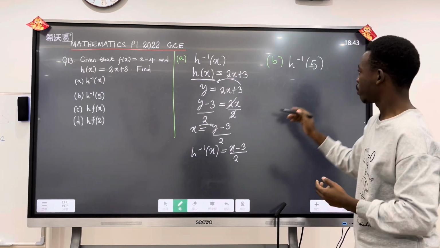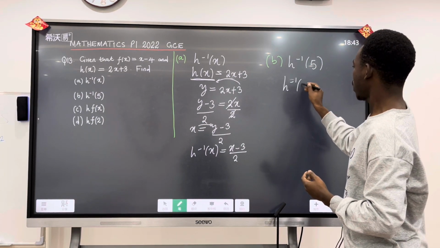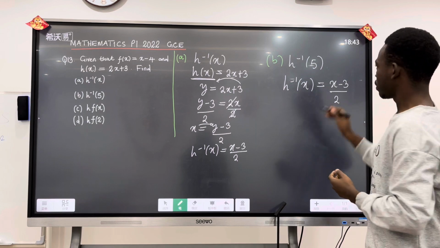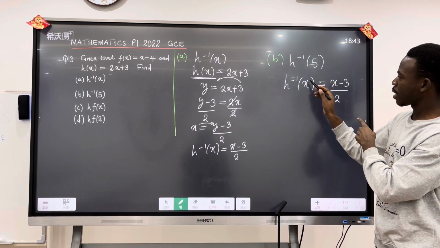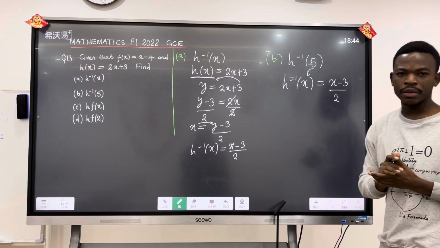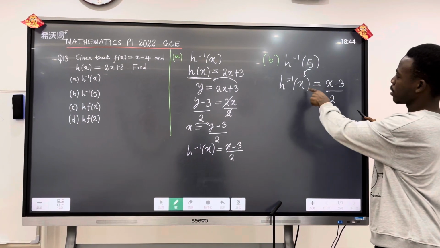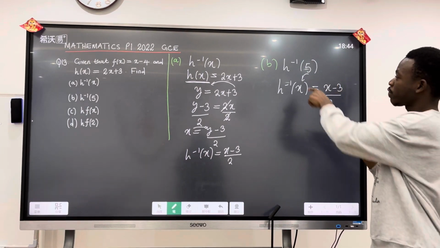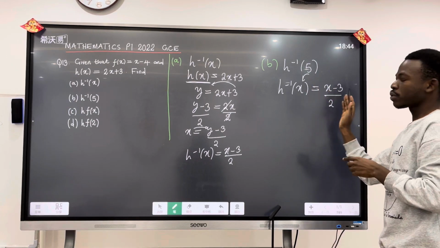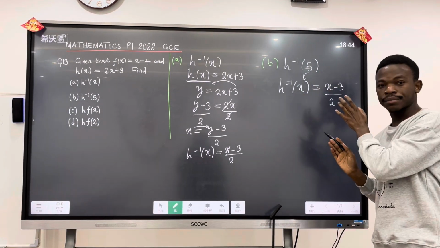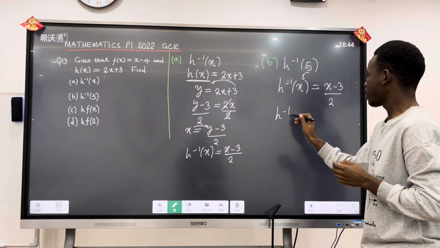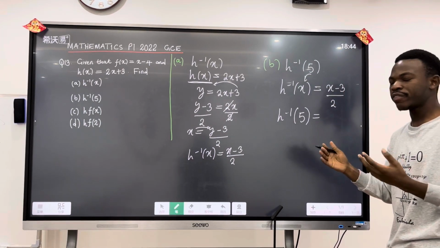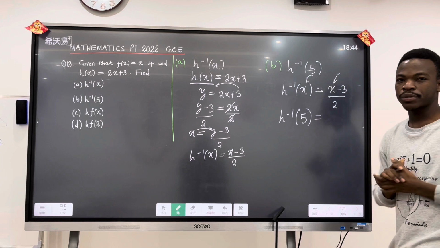In the previous part, we already found h inverse of x, and this was equal to x minus 3 over 2. Now we no longer have an x there. It's like the 5 has taken the part of x. So it's like x is equal to 5. So for us to find h inverse of 5, we just need to substitute 5 where there's x in h inverse of x. So everywhere where there's x, I should put a 5. You can see that this x will be substituted by a 5.